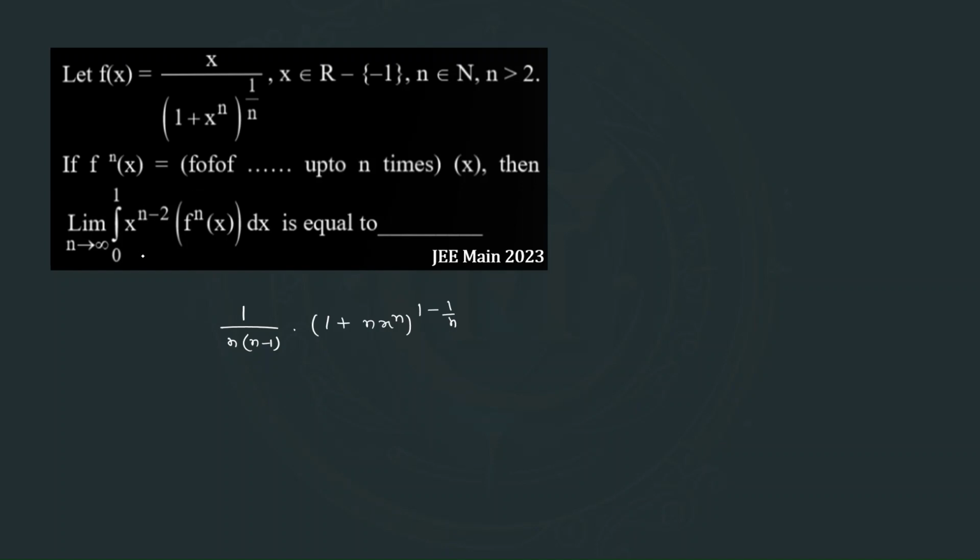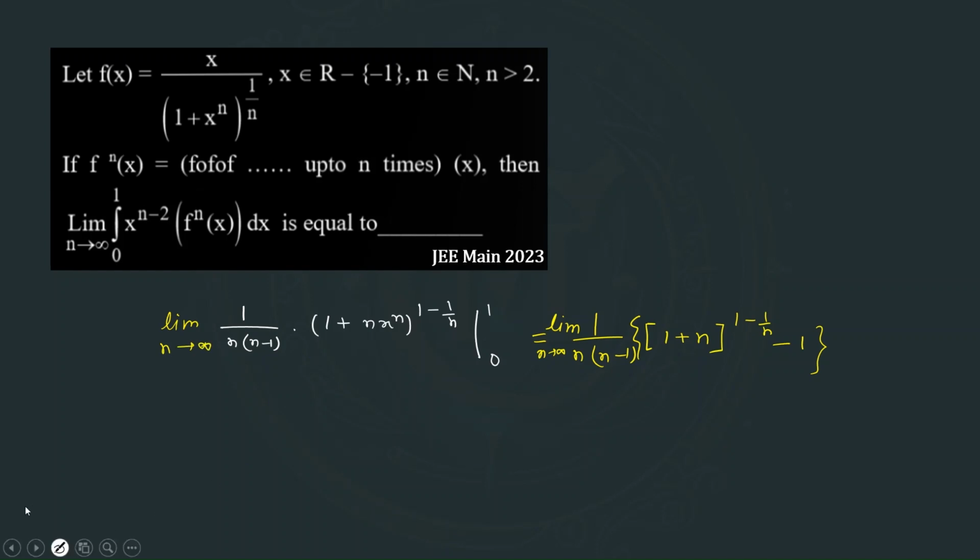And here we will also consider the limits because it is a definite integral. So 0 to 1. So now it will become 1 divided by n into (n minus 1), then this will be (1 plus n) whole to the power 1 minus 1 by n, minus 1. Now we have to check the limit of this when n tends to infinity. So how can we calculate this limit? Let us put n equal to 1 by t.